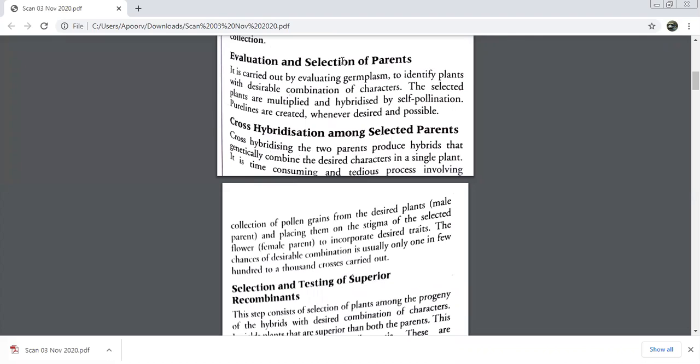For desirable characters. Like you could have taken the collection of pollen grains from whichever male plant you desire, with the characteristics you want, and then place them artificially on the stigma of the selected flower. The stigma could be placed on that, and then obviously the desired characters will be incorporated.